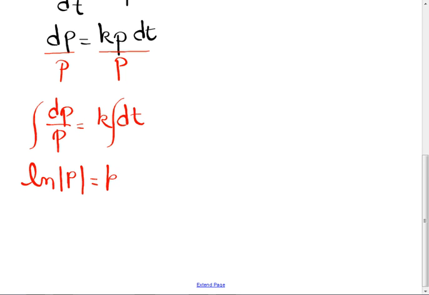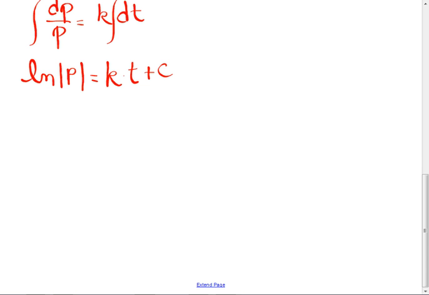Equals k times what? T. Plus some constant. If you put the constant in later, it's wrong. And on the multiple choice questions, I've seen it, one of the answers will be putting in the constant later. They like to trick you.